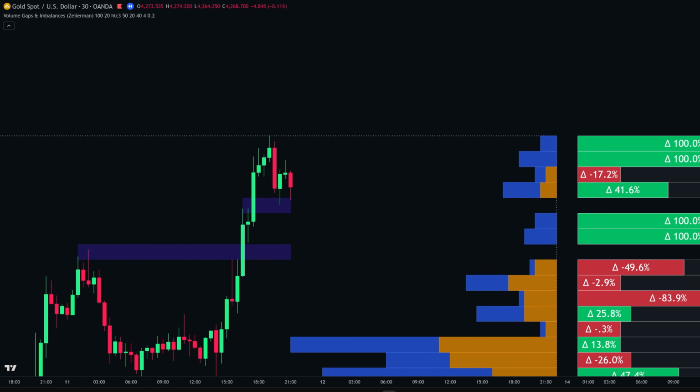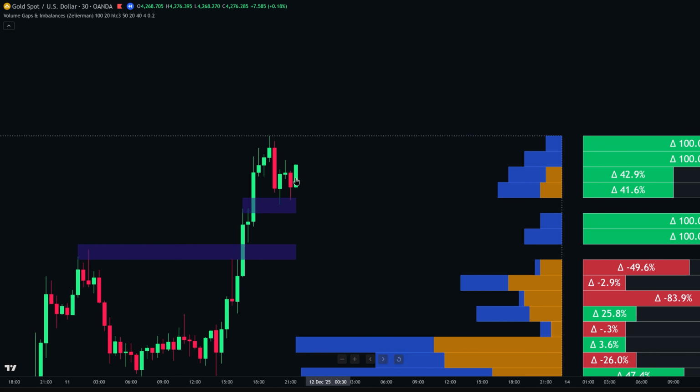After that, you want to see a clear rejection from the inefficiency zone. But at the same time, we also want to confirm that the delta percentage over here turns green. And as well, that the volume profile over here shifts from more orange to more blue. So, we allow price to continue moving while monitoring exactly what we are looking for.